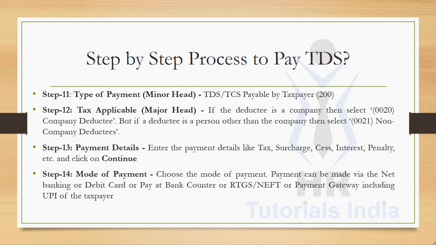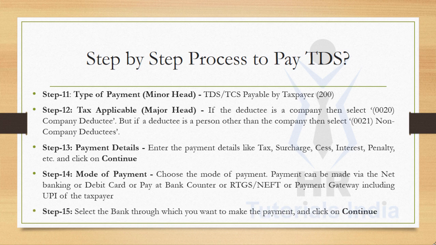Step 14. Mode of payment. Choose the mode of payment. Payment can be made via net banking, debit card, pay at bank counter, RTGS/NEFT, or payment gateway including the UPI of the taxpayer. Step 15. Select the bank through which you want to make the payment and click on the Continue button.